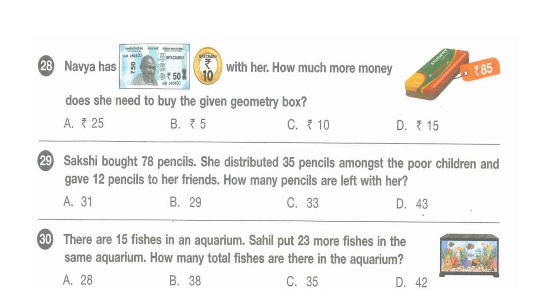Question number 28. Navya has rupees 50 and a rupees 10 coin with her. How much more money does she need to buy the given geometry box? The cost of the geometry box is given as rupees 85. Option A says rupees 25, B rupees 5, C rupees 10 and D rupees 15.